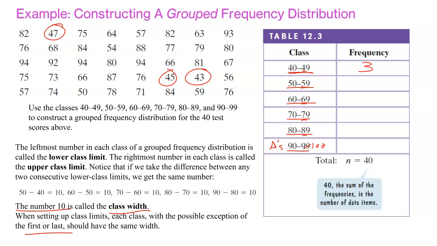In the 50s, 57, 54, 56, another 57, and a 50, and a 59. Did I miss any of the 50s? I don't think I missed any 50s. So how many 50s is that? 6. Go ahead and finish out the rest of the table. Find the frequencies for the 60s, the 70s, the 80s, and the 90s.